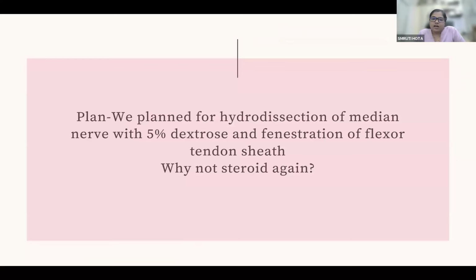So we have planned for hydrodissection of median nerve with 5% dextrose. Earlier, steroid has already been given and it was not that effective. So 5% dextrose and fenestration of the flexor retinaculum has been planned. Why has flexor retinaculum fenestration been planned? Because there is less chance of recurrence when fenestration of flexor retinaculum is done.